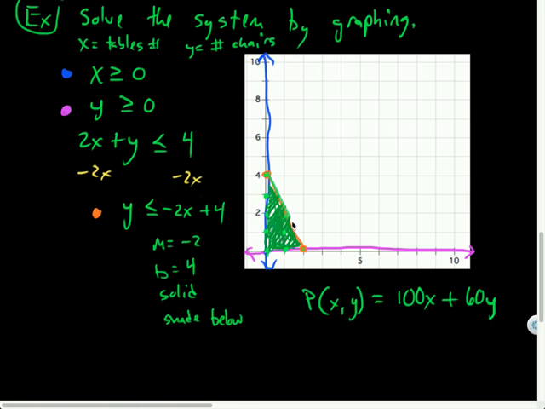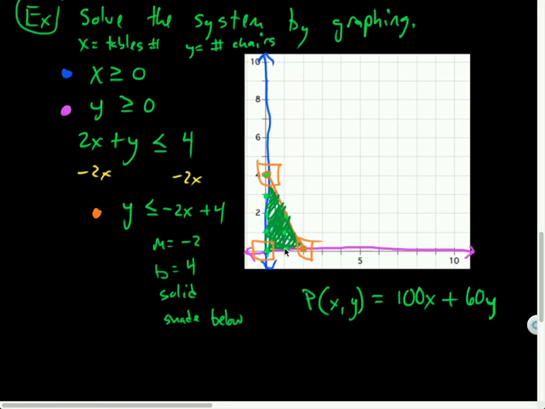Now let's consider the points on the edge of the triangle. Would it be maximizing profit if I made 1 chair and no tables? Probably not. Or 2 chairs and no tables. Or 1 table and no chairs, right? Chances are the points on the boundary are also not going to bring me to my most extreme values for my profit equation. So it turns out the solutions that I'm most interested in are going to be the corners of whatever my shaded region is. All right, the vertices, right?